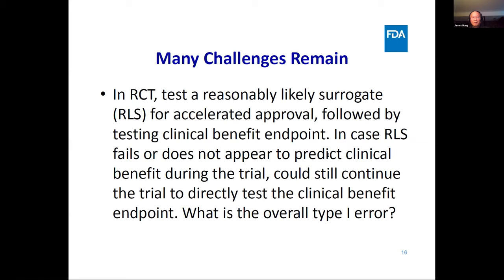A more complicated scenario is that a randomized clinical trial may involve testing a reasonably likely surrogate for accelerated approval, followed by testing a clinical benefit endpoint. So in case this surrogate fails or does not appear to predict clinical benefit during the trial, the drug sponsor could still continue the trial to directly test the clinical benefit endpoint. So what is the overall type 1 error in this scenario?